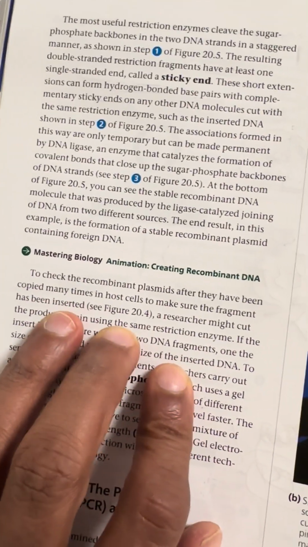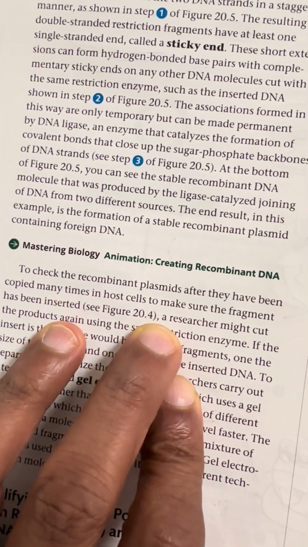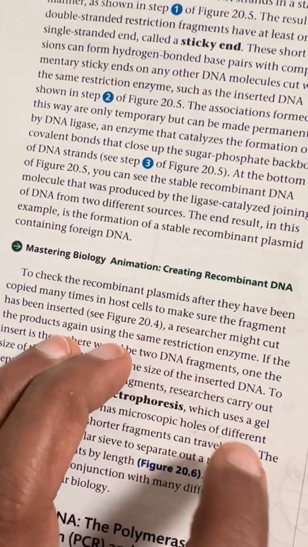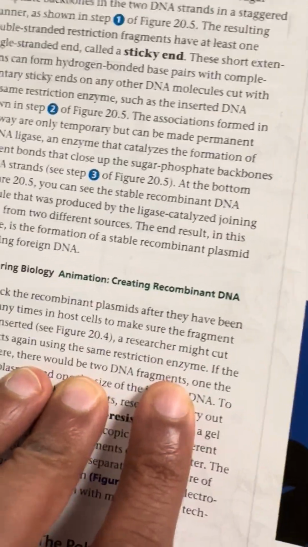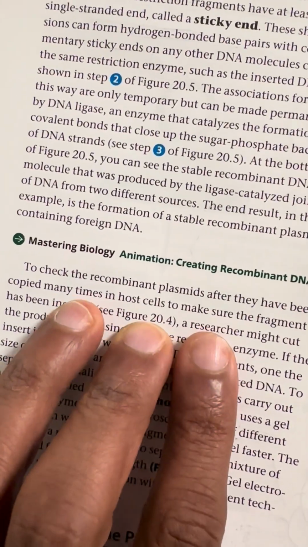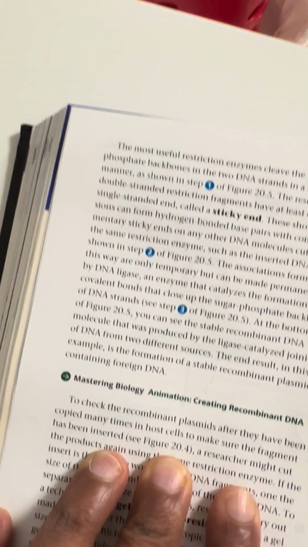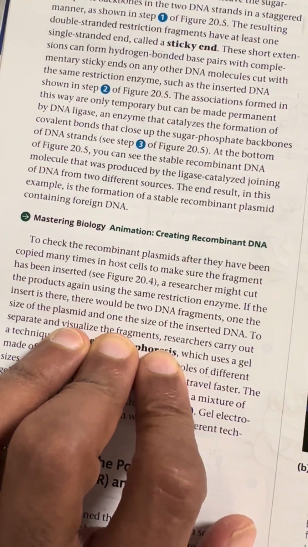Okay, now to check after they've been copied many times to make sure the fragment has been inserted, a researcher might cut the products again using the same restriction enzyme. To check the recombinant plasmid after they've been copied many times to make sure the fragment actually has been inserted, right? Meaning that, just because it's sticky end, how do you know it actually stuck? And then actually, did it actually get cloned on the replication, right?